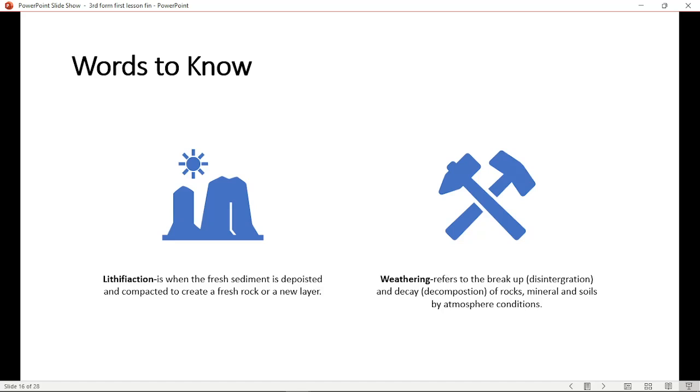Words to know. Lithification is when the fresh sediment is deposited and compacted to create a fresh rock or a new layer. Weathering refers to the breakup, disintegration and decomposition of rocks, minerals, and soils by atmospheric conditions.